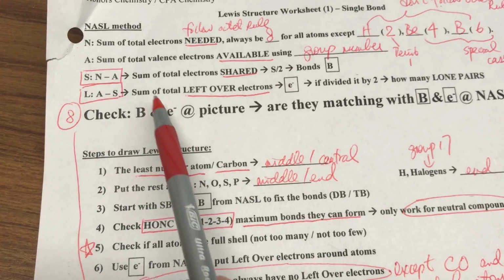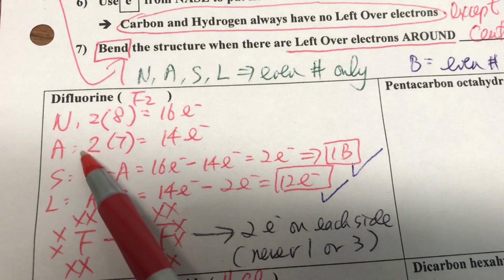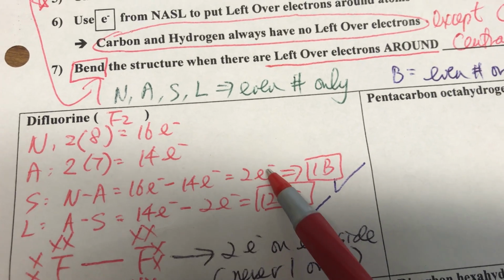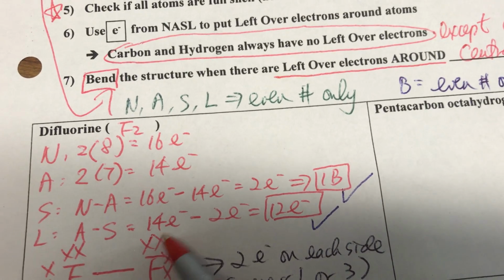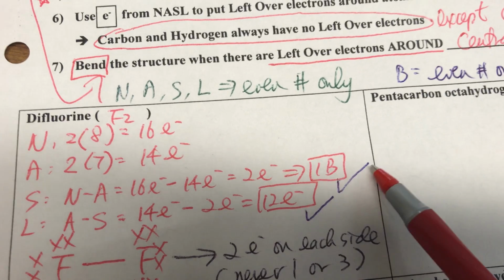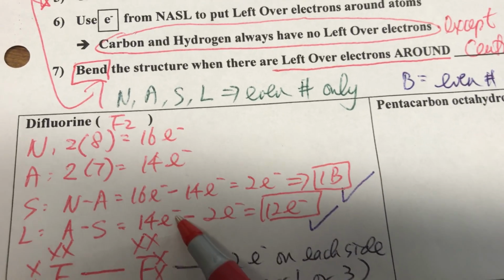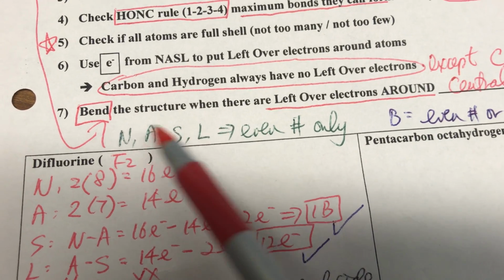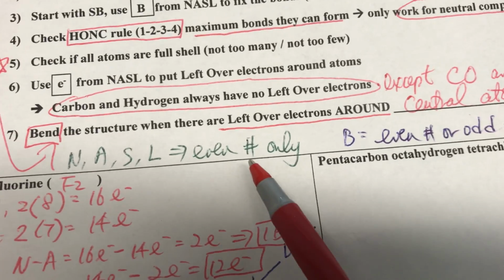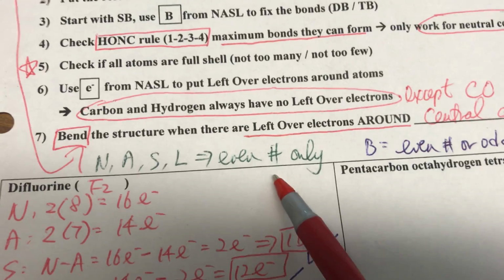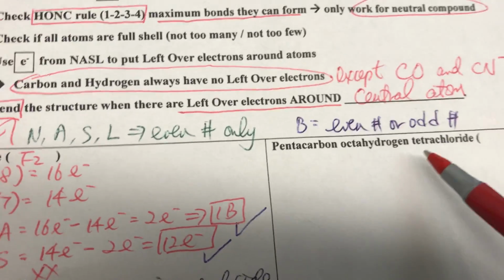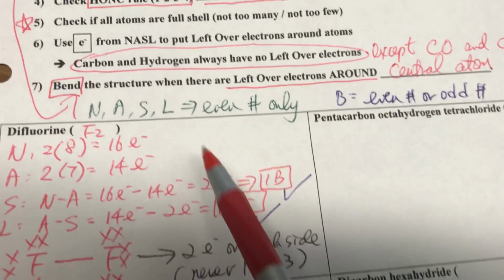And then the leftover electrons will be A minus S. A is 14 electrons. S is not 1 bond, S is 2 electrons. 14 electrons minus 2 electrons is 12 electrons. So make sure that you label with the unit, otherwise you will put 14 minus 1 by accident. All four numbers of the NASL must be even numbers. If you got an odd number, that means something is wrong with your math. But the bonds can be either odd or even. That's fine, I can have 1 bond, 2 bonds, 3 bonds. But NASL must be even.